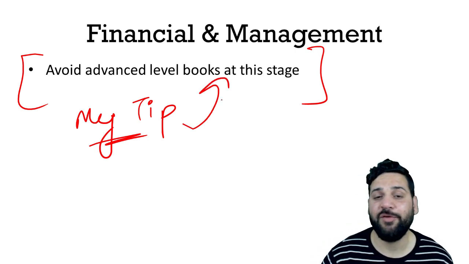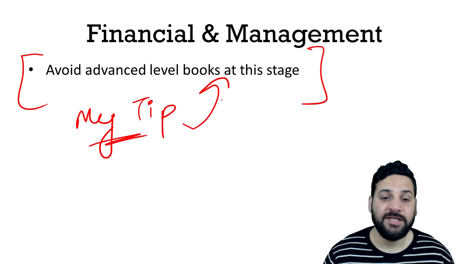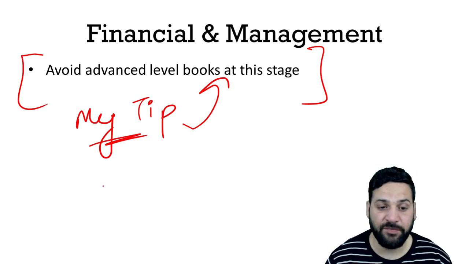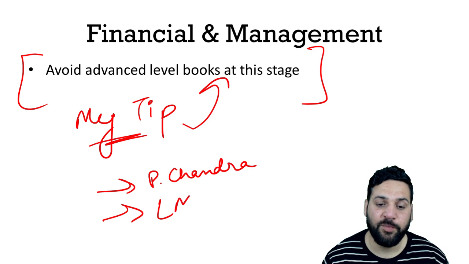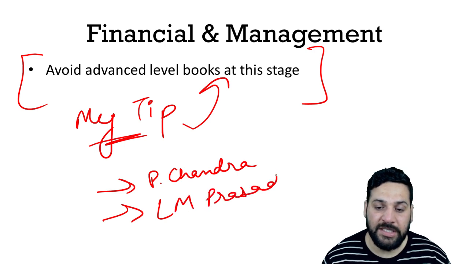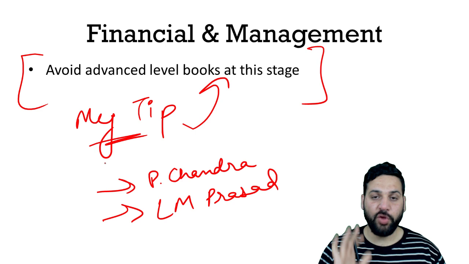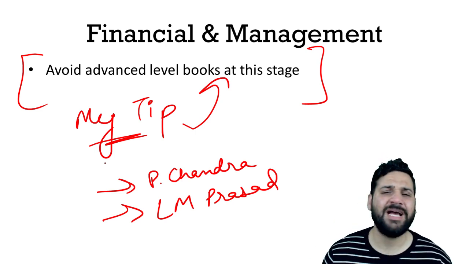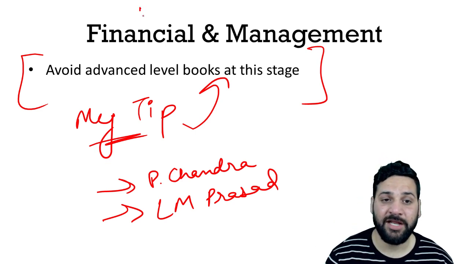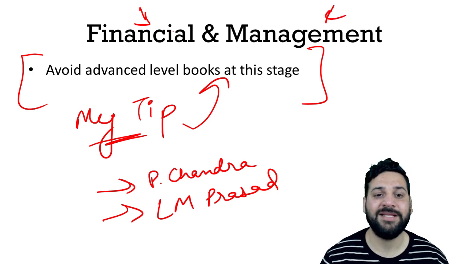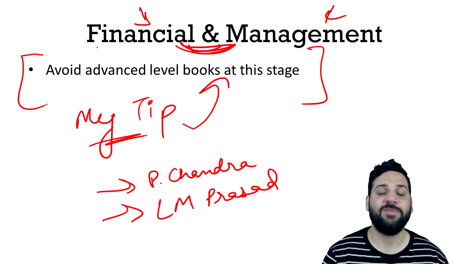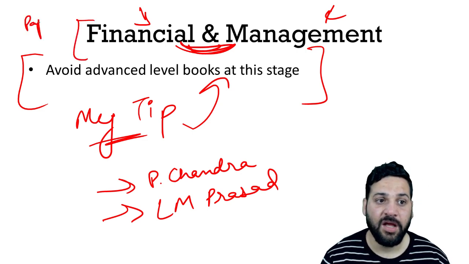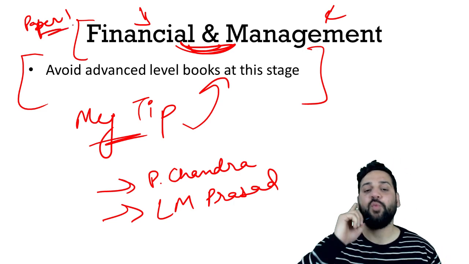If you don't know anything about finance, if you don't know anything about management, see, even in my previous videos, I recommended Prasanna Chandra's book for finance, and LM Prasad's book for management. These are advanced level books. So if you are a beginner, if you don't know anything about financial management, see, financial management and the principles of management, these are two different subjects, and there is one paper of finance and management in phase 2, paper 1, right? So there are two subjects, but there is one paper.